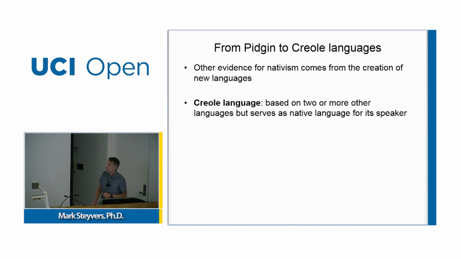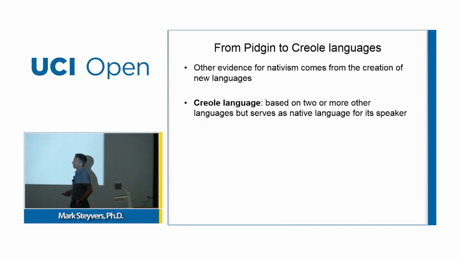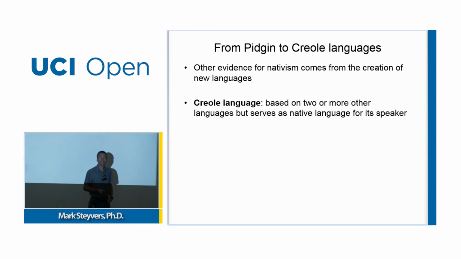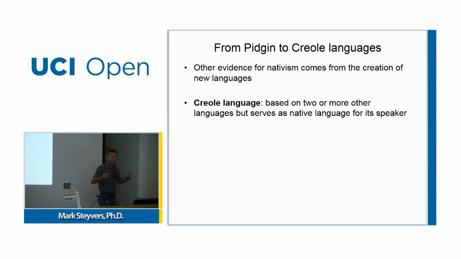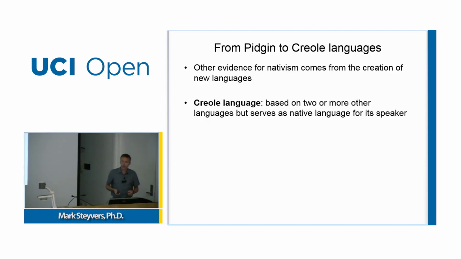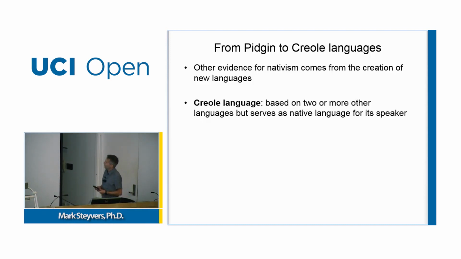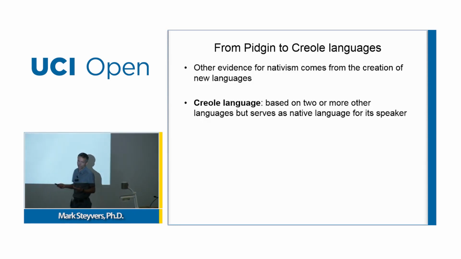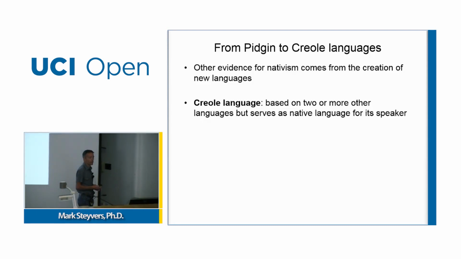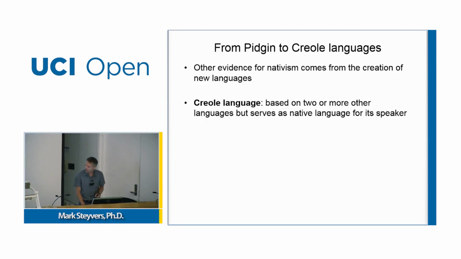I'll skip this. The other really interesting finding relates to the formation of new languages, Creole languages. Researchers also point to evidence for nativism. So Creole languages are languages based on a combination of 2 or more languages, but they are the native language for its speakers. So how did these languages come about?